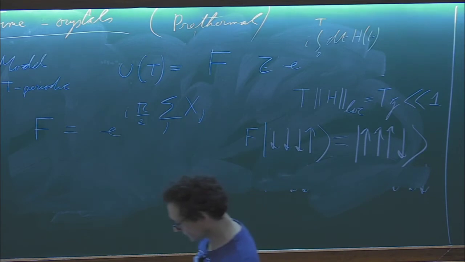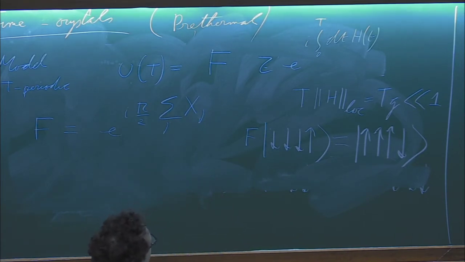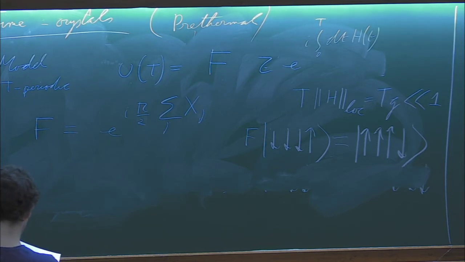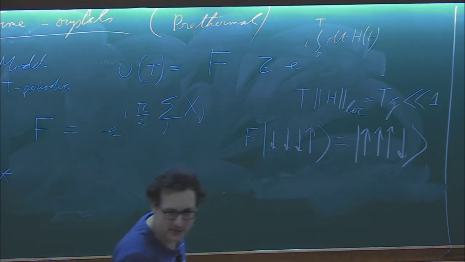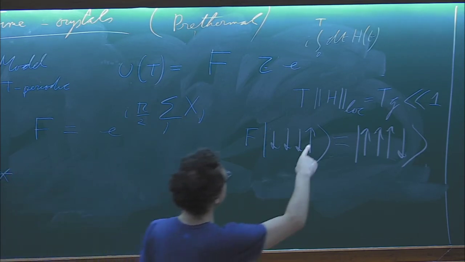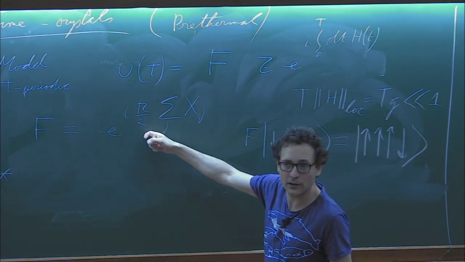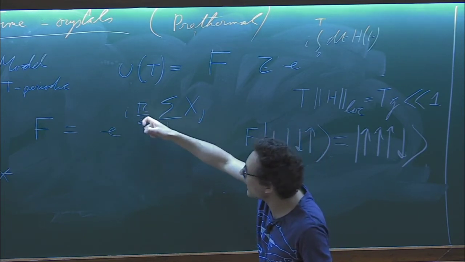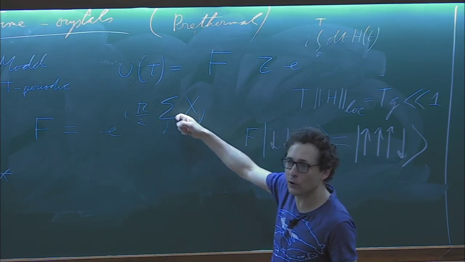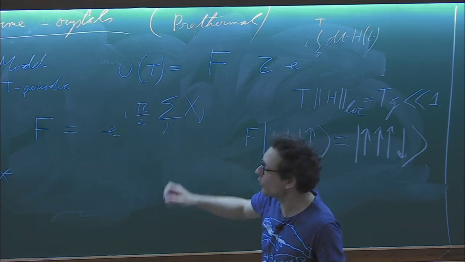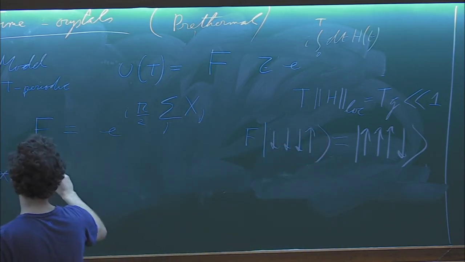Now, I guess that two remarks are in order here. First, it's something that I already said in words. This is no longer in the high frequency regime, right? So this part is in the high frequency regime, but this is not. It's not that the time tau over 2 times the local norm of that, which is 1, is small. So this is not high frequency.